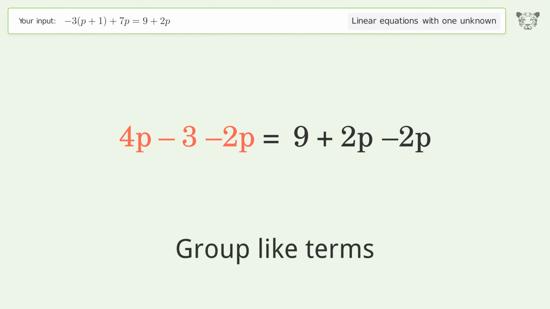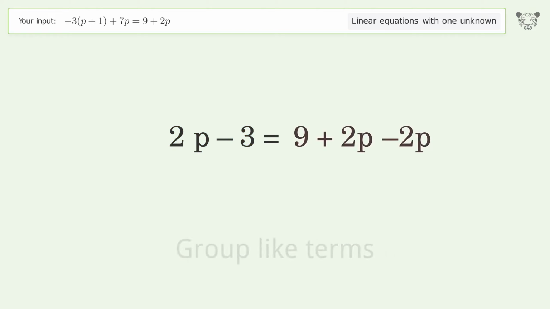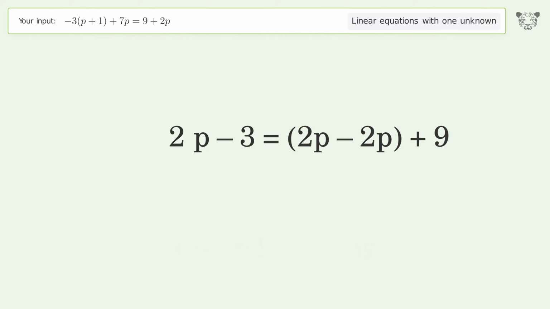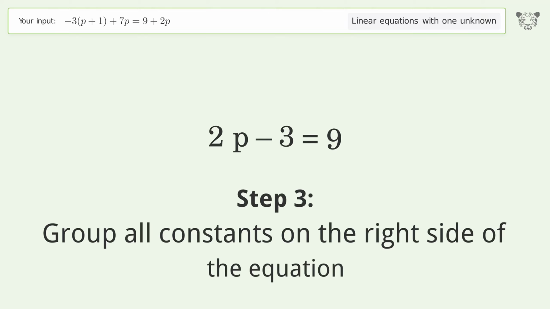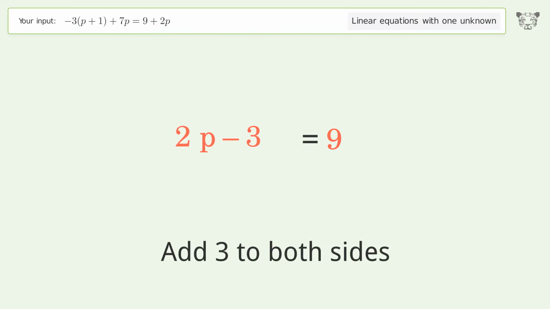Group like terms. Simplify the arithmetic. Group like terms. Simplify the arithmetic. Group all constants on the right side of the equation. Add 3 to both sides.